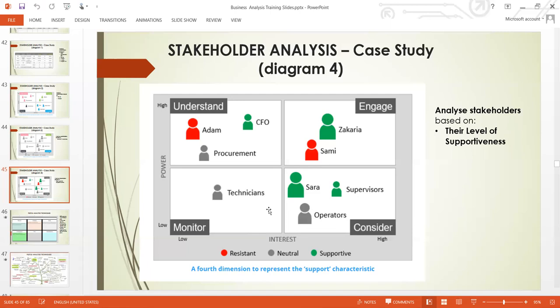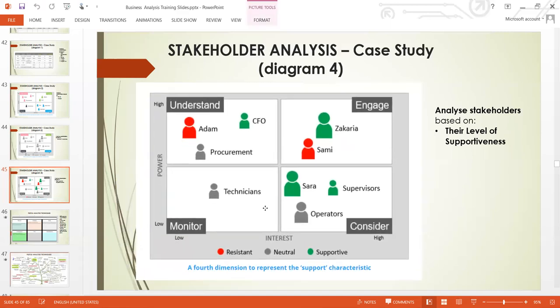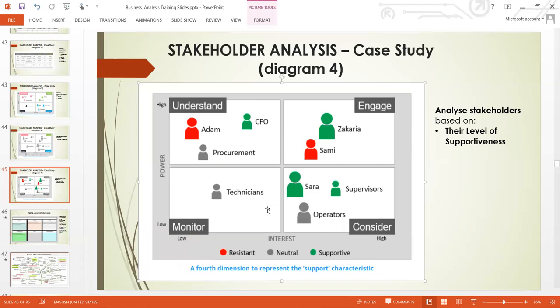So that is all for stakeholder analysis using documents like a power grid and the rest of them. At this point, if you have any question, I can take it before I proceed to the next topic.